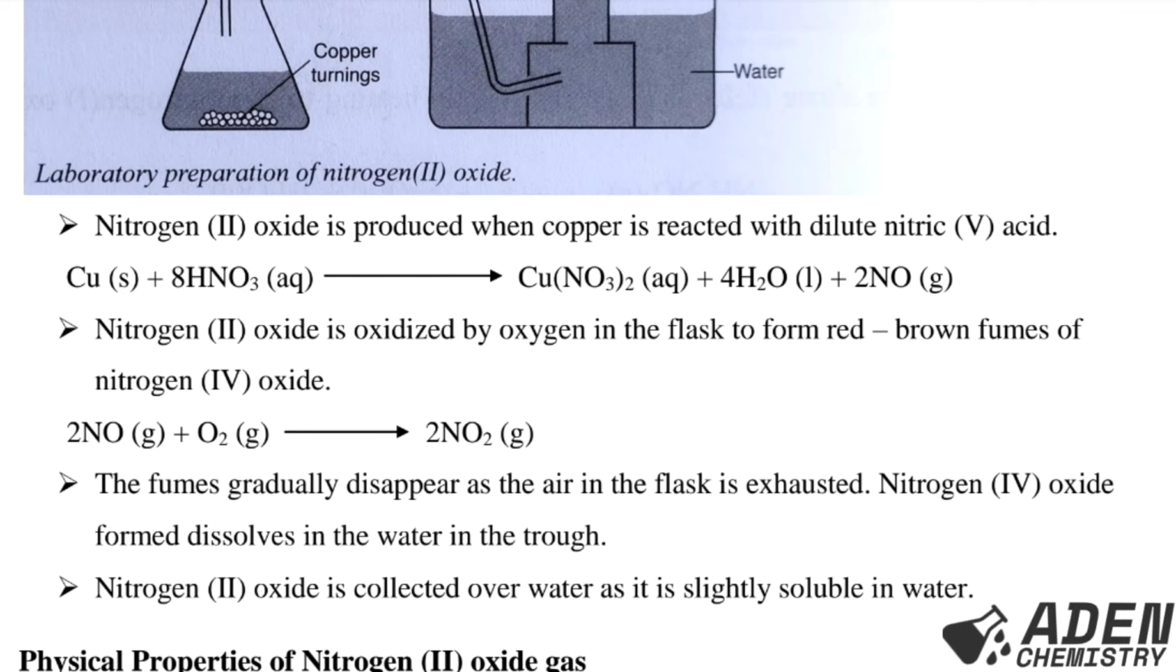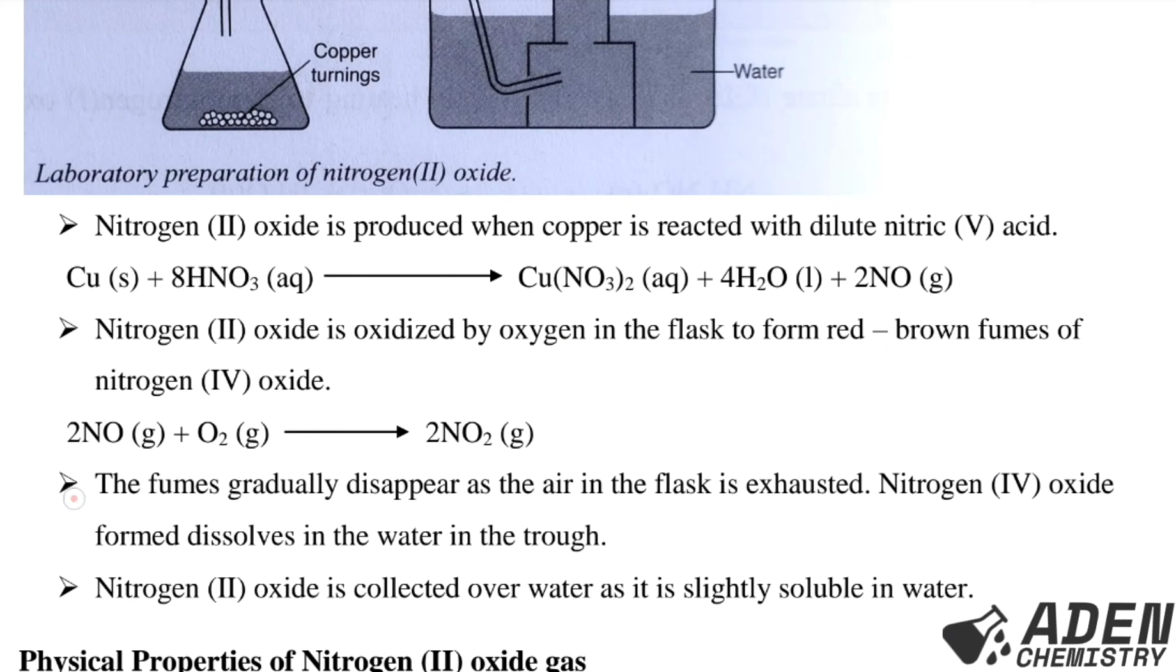That blue solution is due to the formation of the copper 2 nitrate solution, which is blue in color. Next, we're saying the nitrogen 2 oxide is oxidized by oxygen in the flask to form red-brown fumes of nitrogen peroxide. The reaction will be 2 moles of nitrogen 2 oxide gas reacting with 1 mole of oxygen gas, giving us 2 moles of nitrogen peroxide gas, which are the red-brown fumes.